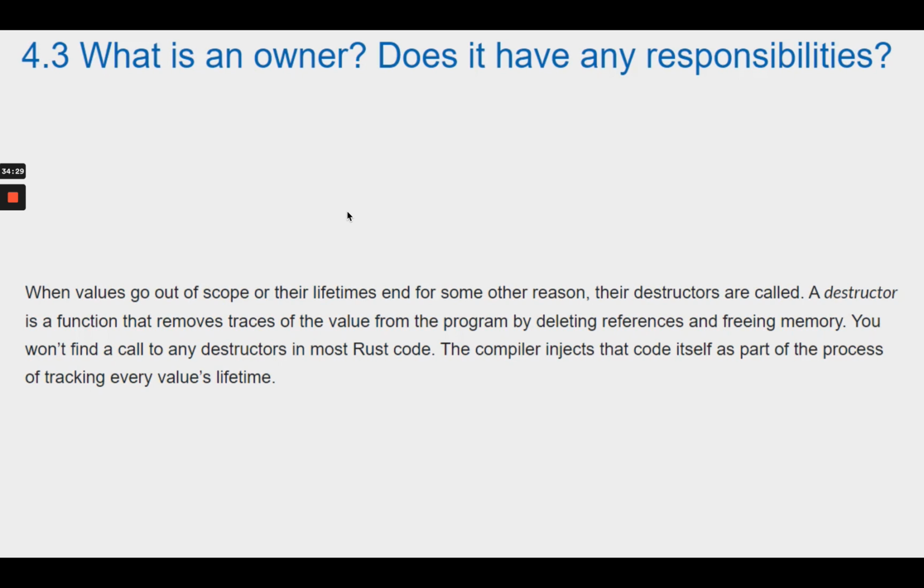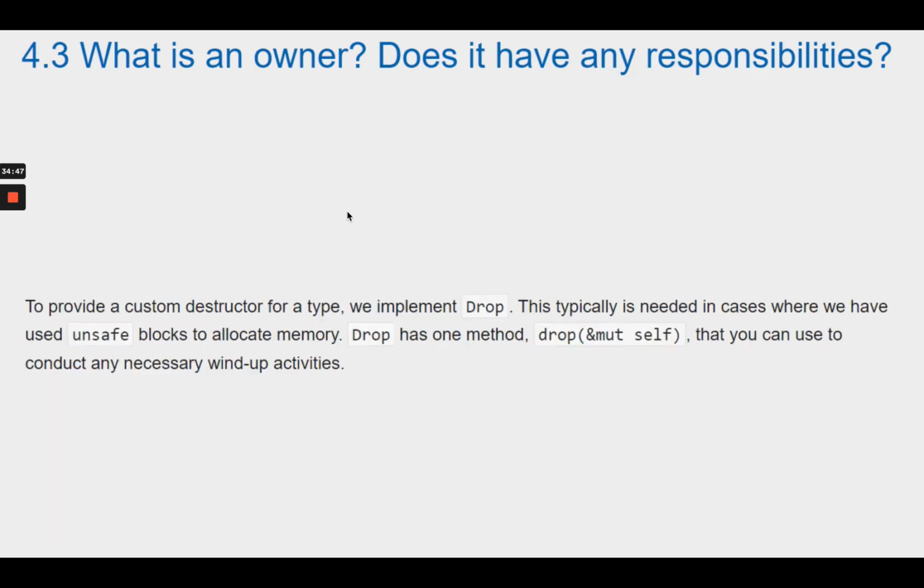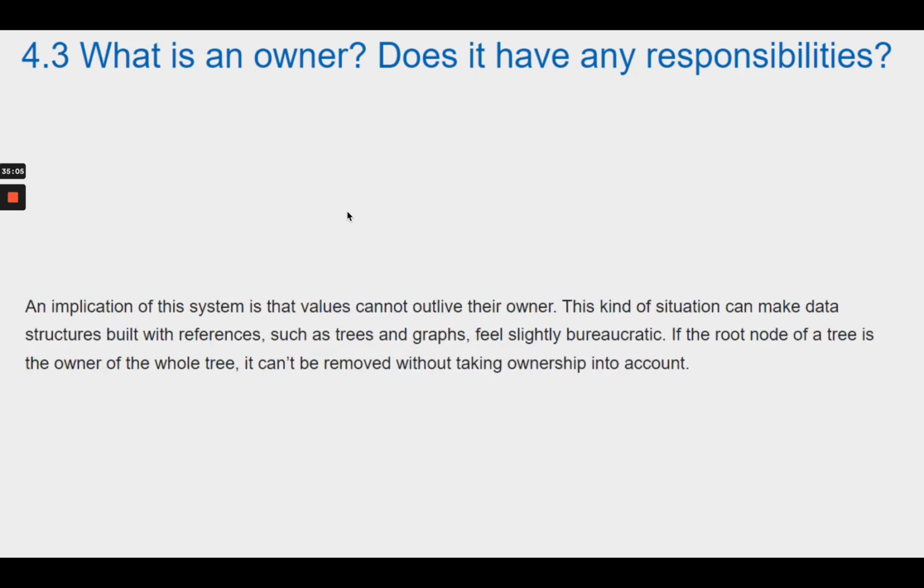A destructor is a function that removes traces of the value from the program by deleting references and freeing memory. You won't find a call to any destructors in most Rust code. The compiler injects that code itself as part of the process of tracking every value's lifetime. To provide a custom destructor for a type, we implement drop. This typically is needed in cases where we have used unsafe blocks to allocate memory. Drop has one method, shown here, that you can use to conduct any necessary windup activities.